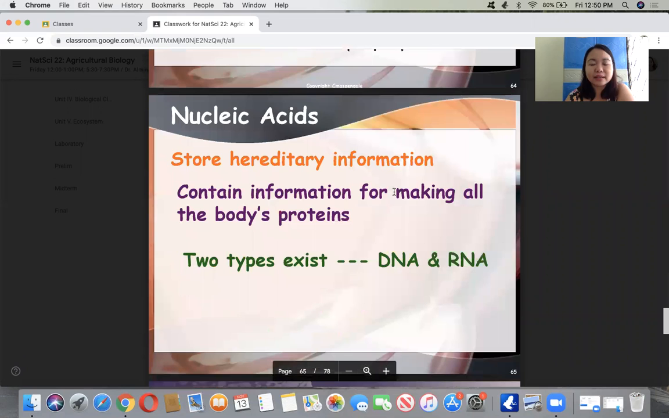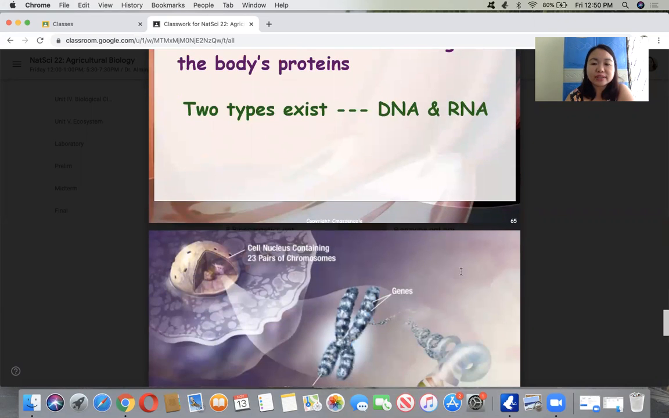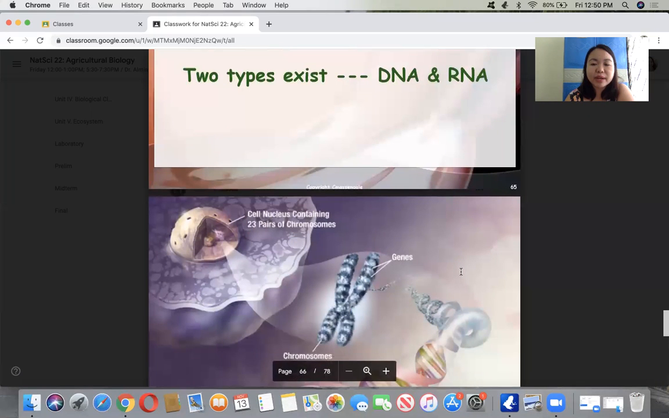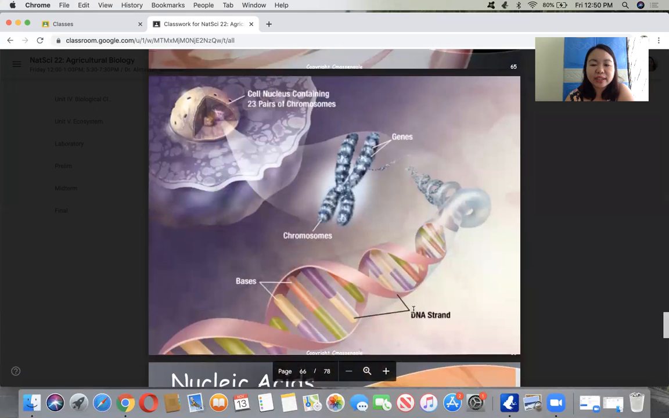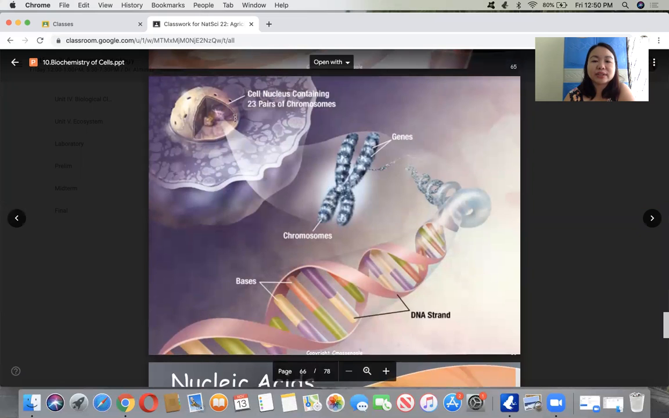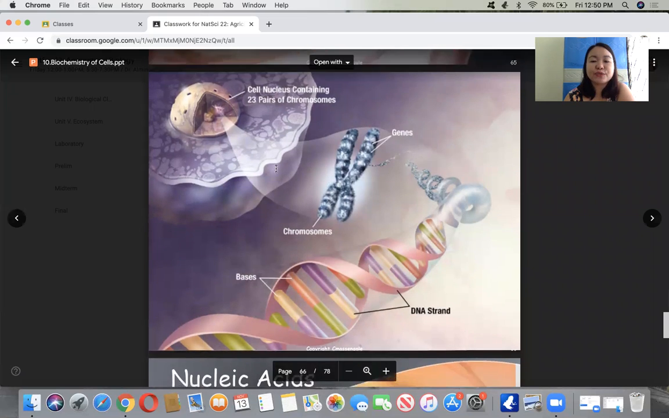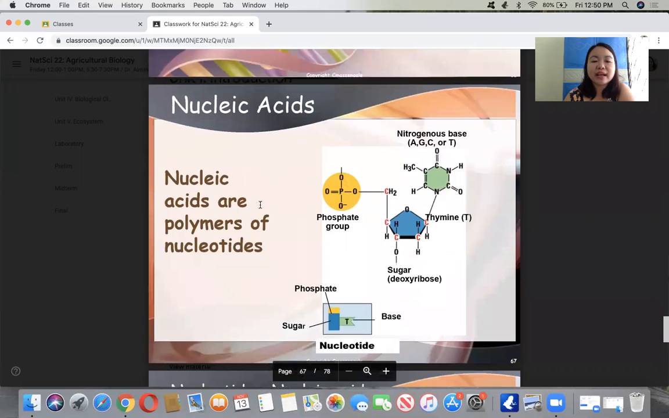So next and lastly are the nucleic acids. They store the hereditary information and contain information for making all the body's proteins. They are of two kinds, the DNA and the RNA, the deoxyribonucleic acid and the ribonucleic acid. So this is a structure which shows you the DNA strand with the bases, chromosomes, genes, and the cell nucleus containing 23 pairs of chromosomes. So nucleic acids are polymers of nucleotides.